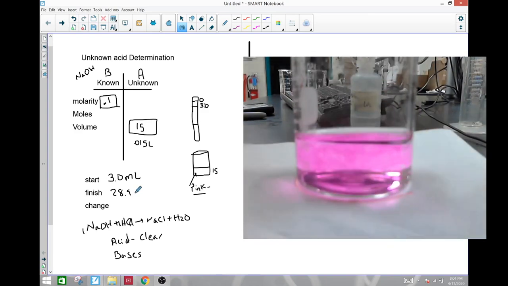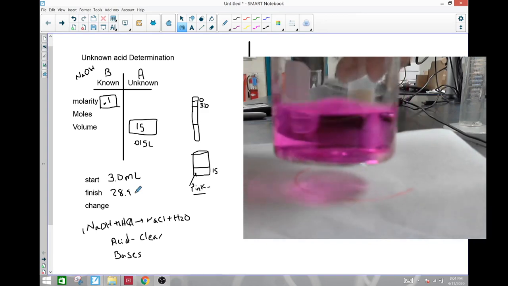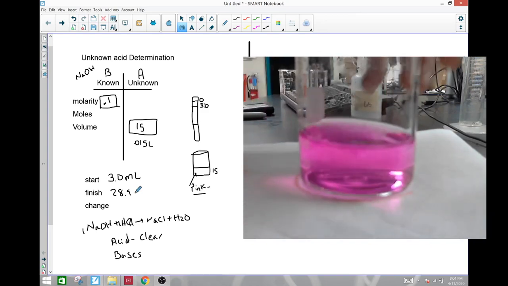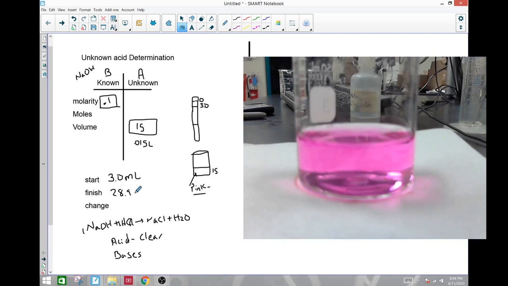Okay, and it's doing the same thing. So all it's going to do by adding more is just get more and more pink, which means we're getting more and more basic and beyond our equivalence point. But many times kids will have this color when they're done titrating too. That's fairly acceptable for beginning here. So now let's walk through the calculations here.